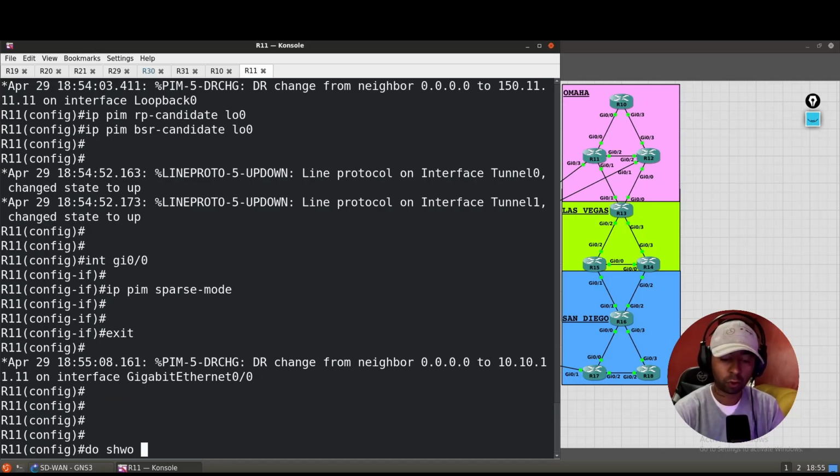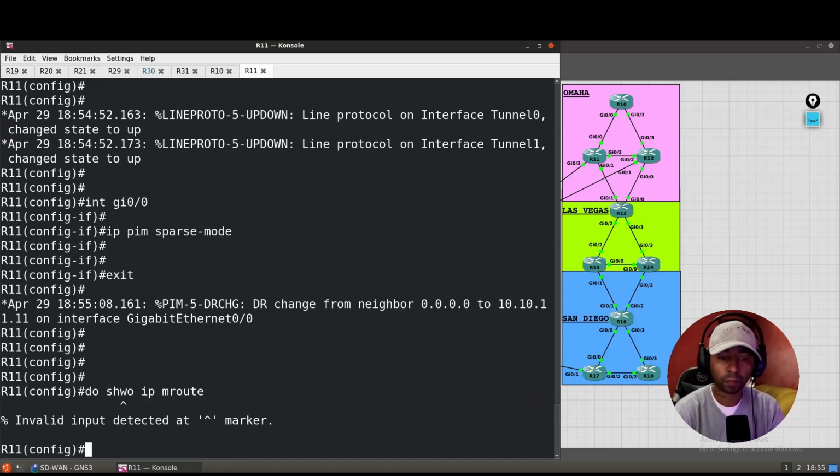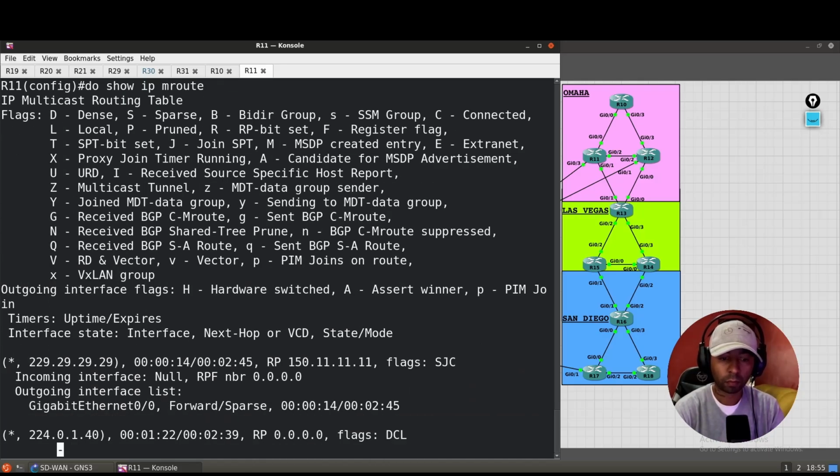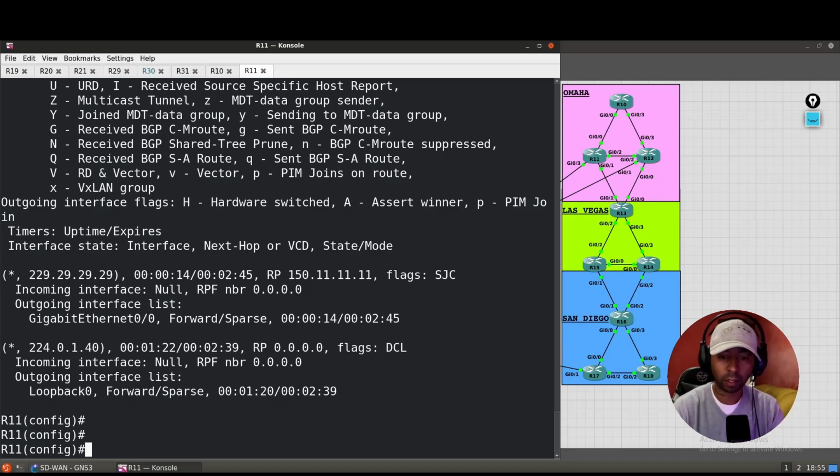So do show IP route, do show IP mroute. Alright, so the rendezvous point is 150.11.11.11, really good. So now we need to go work on both sides, configure router 21 and router 11, because the other side may not know who is the 150.11.11.11.